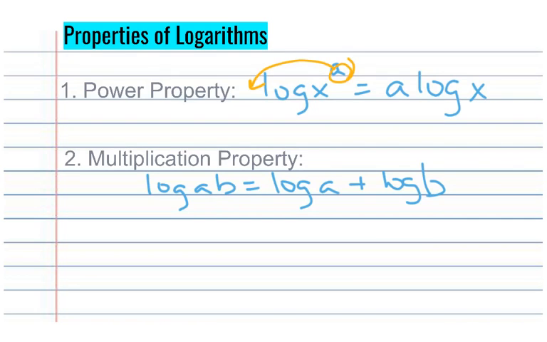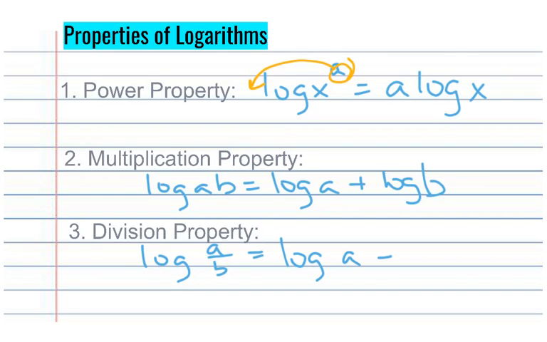And the third property we need to know is the division property. The division property states that if we have log of a divided by b, we can expand that and write that as two separate logs. And we can write that as log a minus log b.